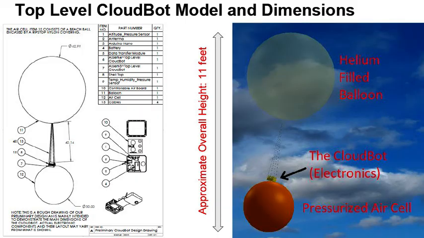This preliminary top-level model of our Cloudbot gives a good idea of the main components and the overall dimensions of the Cloudbot. When fully inflated, it's going to be roughly 11 feet tall. The main components of our Cloudbot are the helium-filled balloon, which provides the buoyancy force, the payload, which houses all of the electronics and sensors, and the pressurized air cell, which allows us to achieve variable buoyancy.